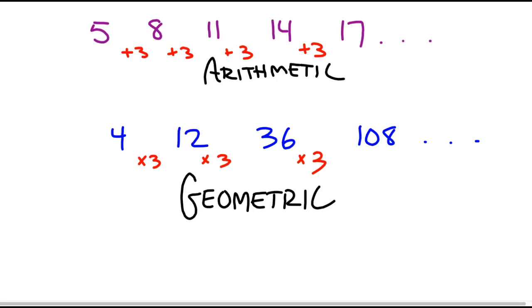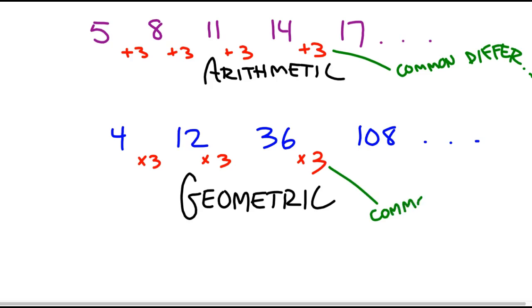Now we're going to add geometric to the mix. Some differences here. This plus 3, we called the common difference. In geometric, this times 3 is called the common ratio. So it's the same concept, but a little different name there.